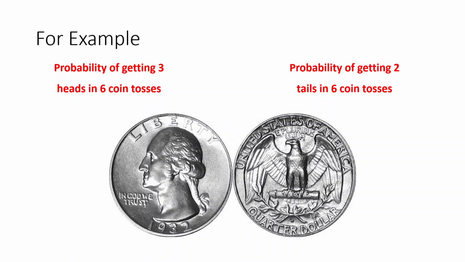You may want to measure the probability of getting 3 heads if you toss a coin 6 times, or the probability of getting 2 tails if you toss a coin 6 times. The underlying phenomenon in these two experiments is that if you toss a coin 6 times, you can get 0 heads, 1 head, 2 heads, 3 heads, and so on, up to 6 heads. So if I am interested in getting 3 heads in 6 coin tosses, the binomial distribution can help you.